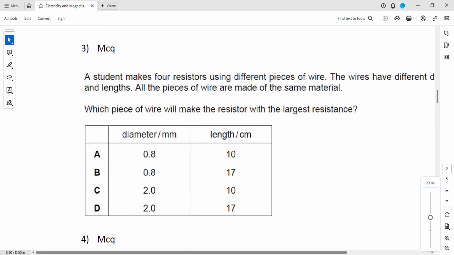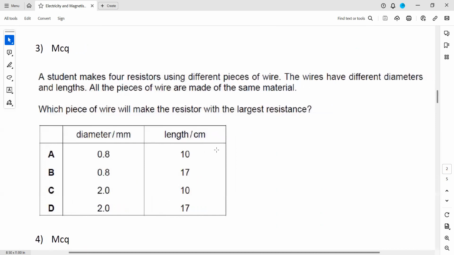A student makes 4 resistors using different pieces of wire. The wires have different diameters and lengths. All pieces of wire are made of the same material. Which piece will make the resistor the largest resistance? So we want a long and thin. So which one is long? Either B can be an answer or D. But which one is thin? So 0.8 millimeters is thinner. So that's why B is the right answer. So a high resistance wire will be longer and thin, and a low resistance wire will be shorter and thicker.